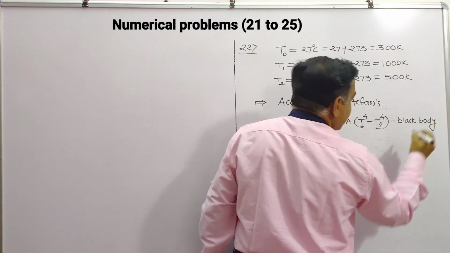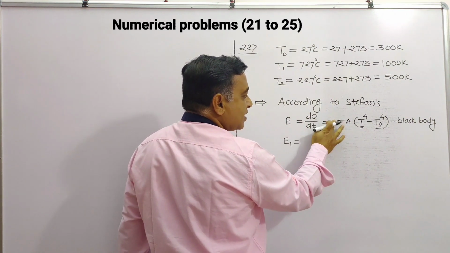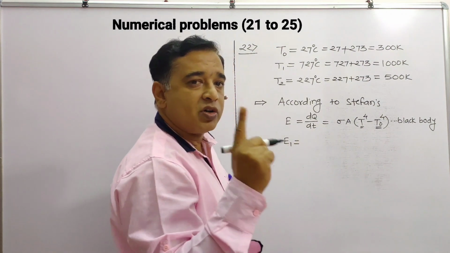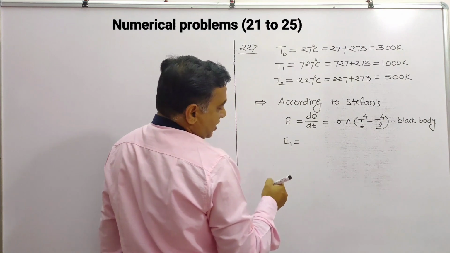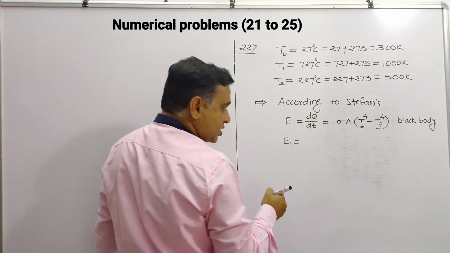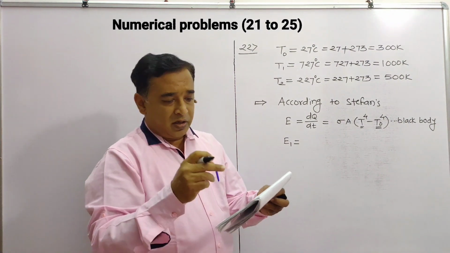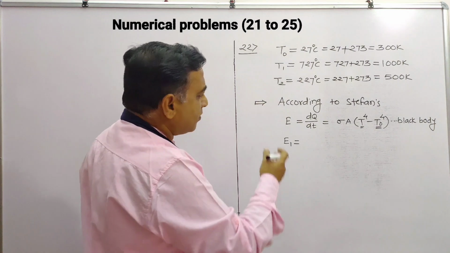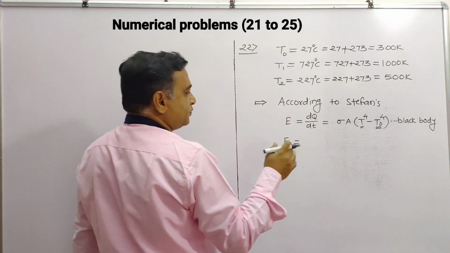If it is not a black body, if it is an ordinary body, then I need to multiply it by E. But this is a black body, so we discard E, or substitute E equal to 1. Here sigma is a constant, known as the constant of proportionality. I have not written its value there, and we don't need to, because we are going to take the ratio and sigma is a constant, so it gets cancelled.